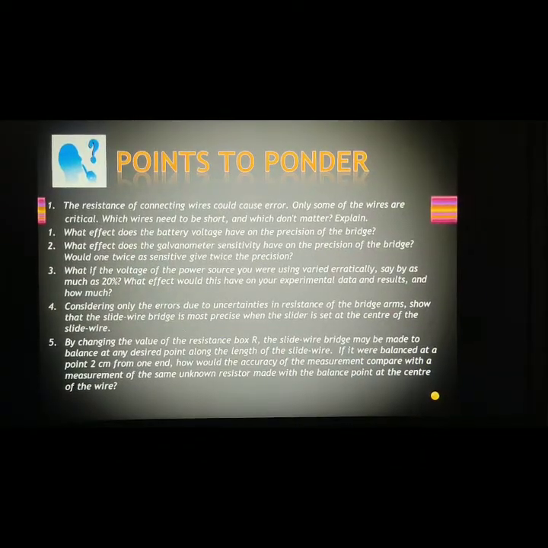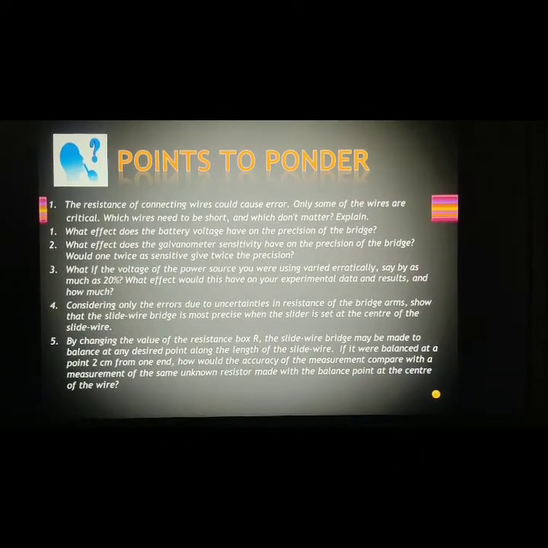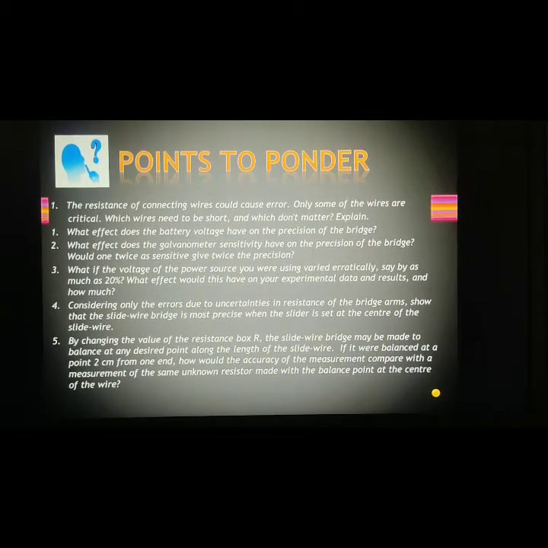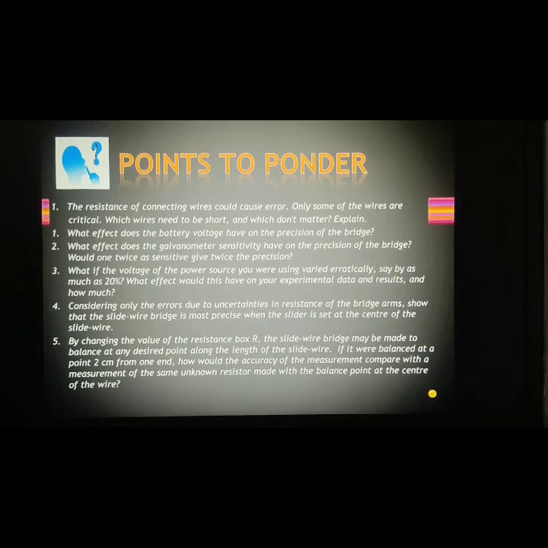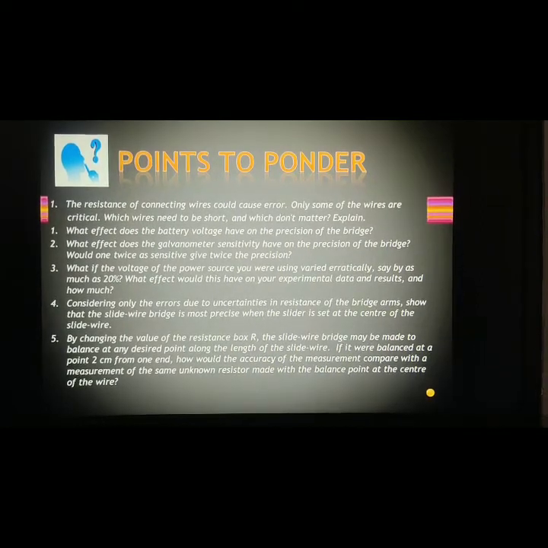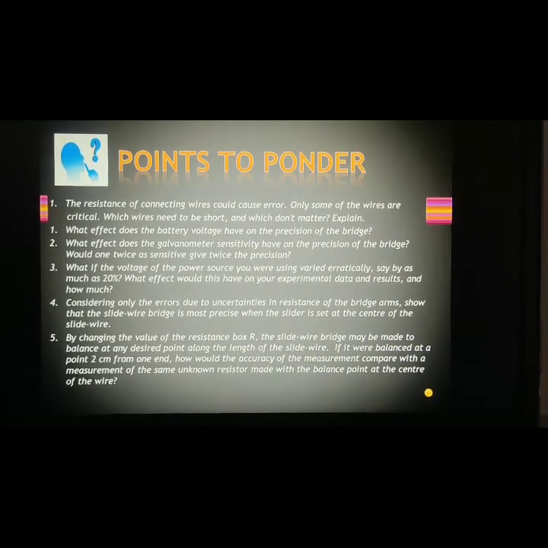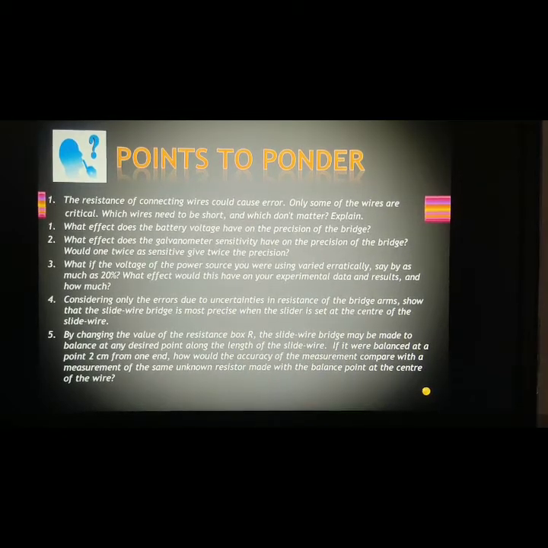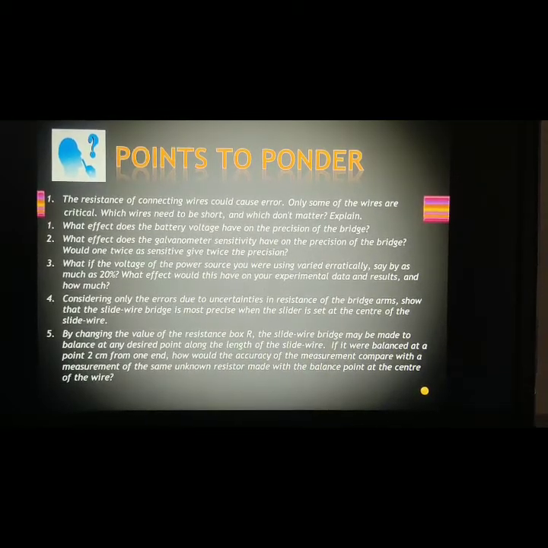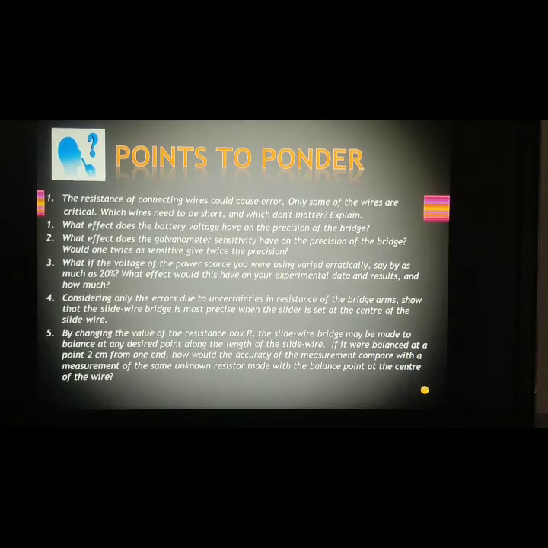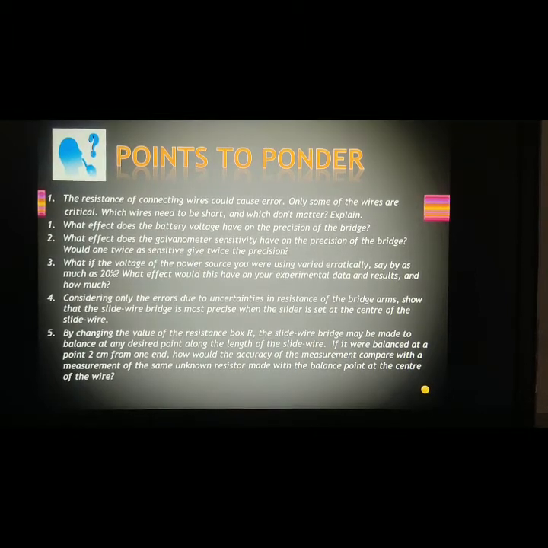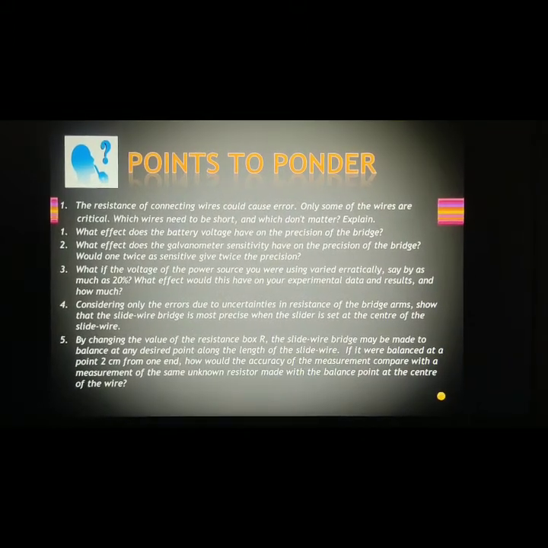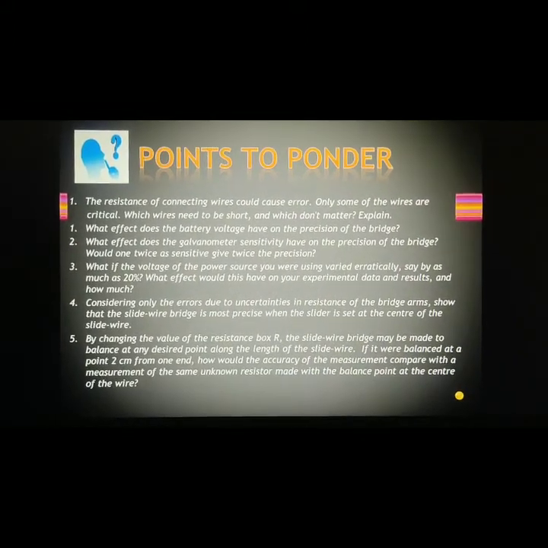Now this is an assignment for you. You need to find the answers to these questions. The resistance of connecting wires could cause error. Only some of the wires are critical. Which wires need to be short and which don't matter? Explain. What effect does the battery voltage have on the precision of the bridge? What effect does the galvanometer sensitivity have on the precision of the bridge?